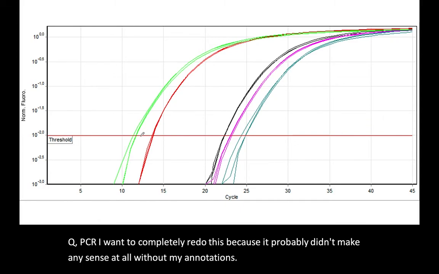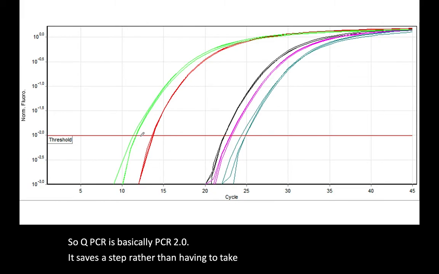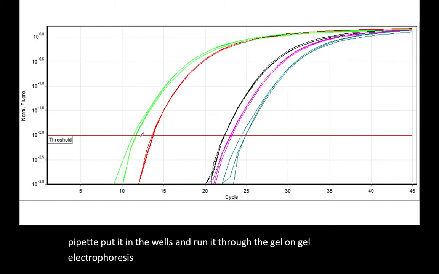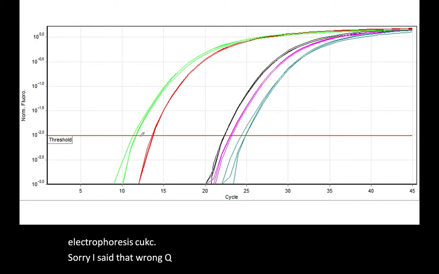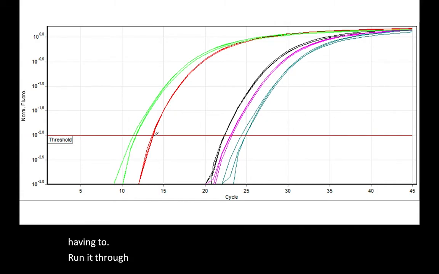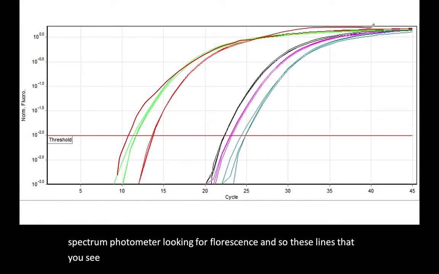So qPCR is basically PCR 2.0. It saves a step. Rather than having to take the PCR product, put it in a pipette, put it in the wells, and run it through the gel in gel electrophoresis, QRT-PCR, sorry, I said that wrong, QRT-PCR gives you instant results without having to run it through a gel. As the PCR is occurring, there is a spectrophotometer looking for fluorescence. And so these lines that you see are fluorescence levels.